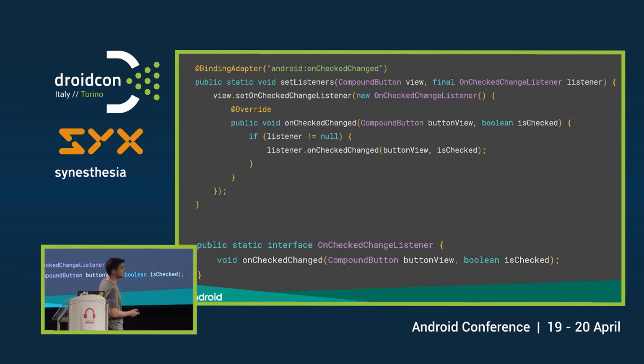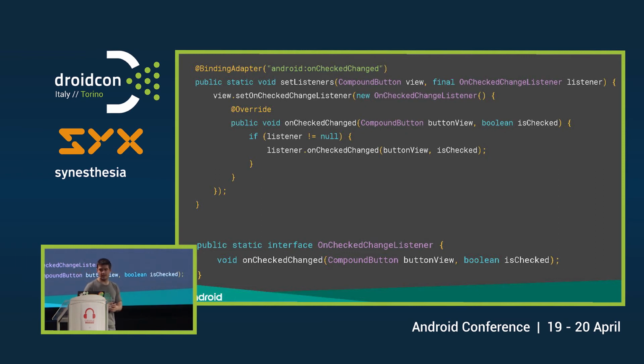Now, the interesting thing is that the second parameter of the method is a listener, and lambdas are transformed into listeners. This particular method is using the OnCheckedChangeListener interface, which is not part of data binding. This is actually part of the framework. This is what the compound button uses, and it's a single method interface. And this is where the Boolean comes from.